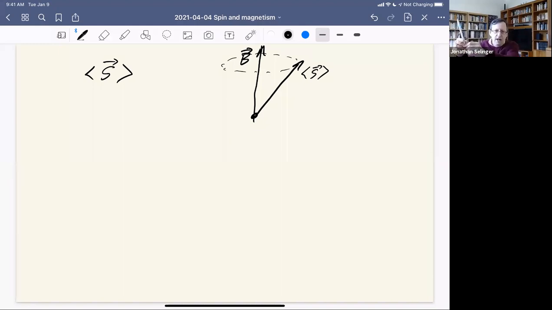And so the x and y components are changing in time. The z component is not changing, okay? The word for this is Larmor precession, about the magnetic field.